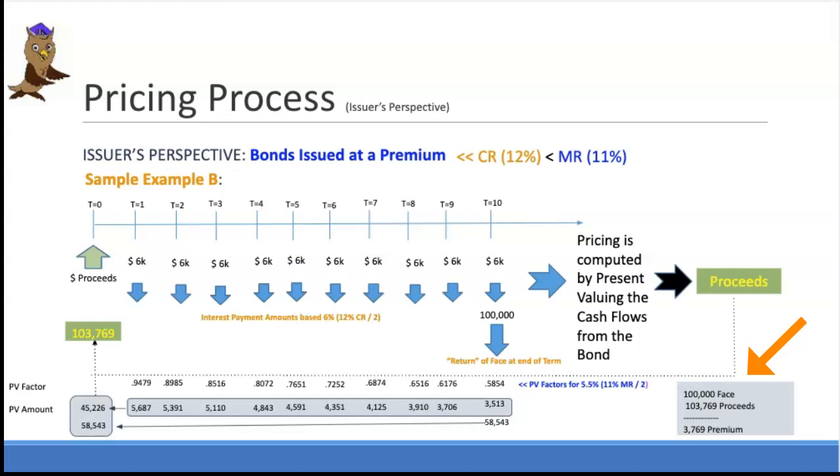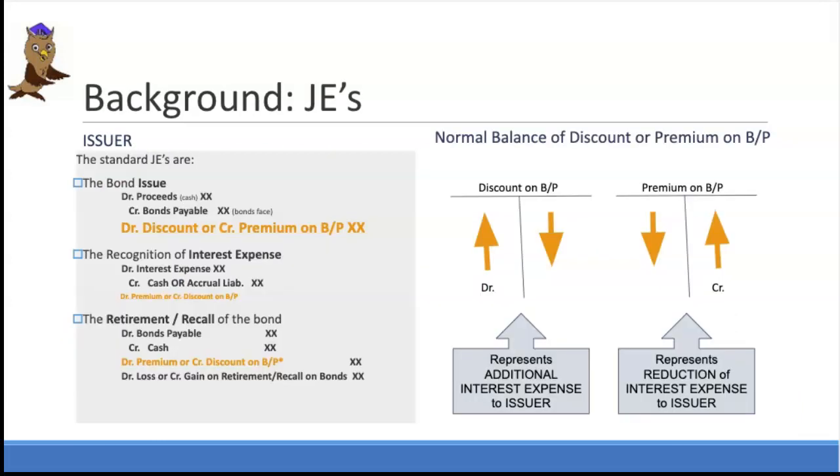Remember that this premium represents a reduction of interest expense to the issuer, amortized in equal amounts over the 10 periods. And again, we're assuming a straight line method for amortizing the premium. Now we move on to the accounting phase by discussing the journal entries, or JEs, involved in the three transactions: bond issues, recognition of interest expense, and the recall or retirement of bonds. Note that as of this writing, the last topic on bond recall or retirements is not included in this presentation.